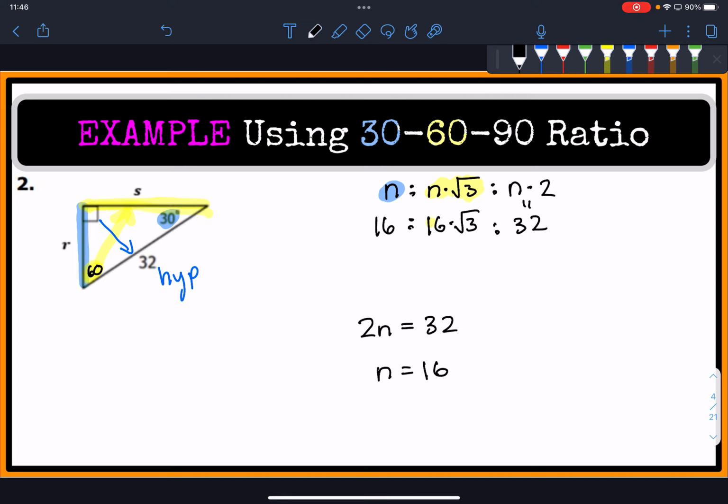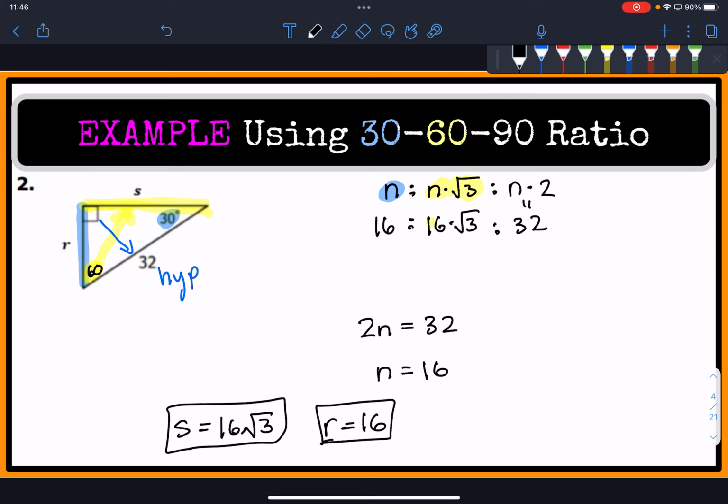So S equals 16 times the square root of 3, and R, the blue side, is equal to 16. So here are the two missing sides. So again, all we're doing is using this ratio. And because the three sides are all different, it's a little different from the 45, 45, 90.